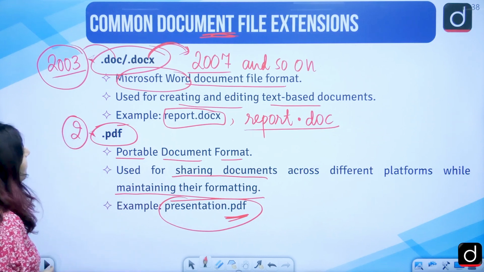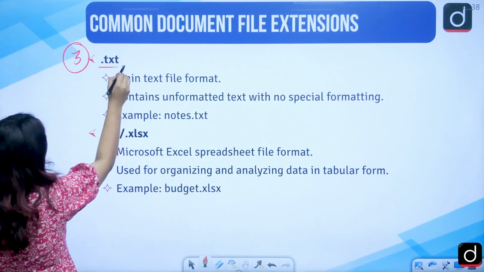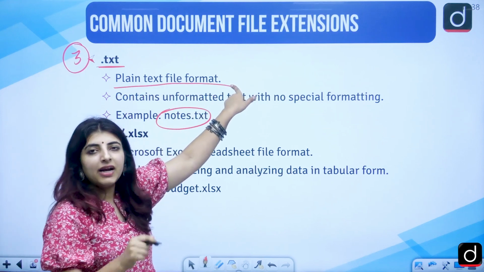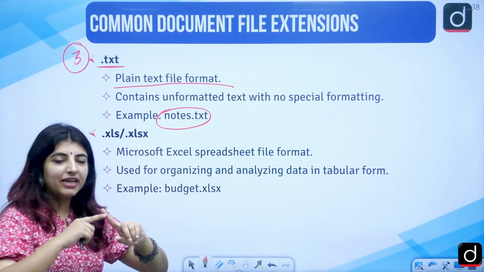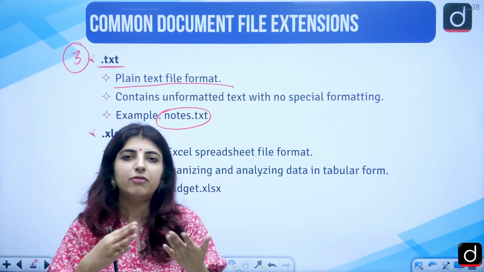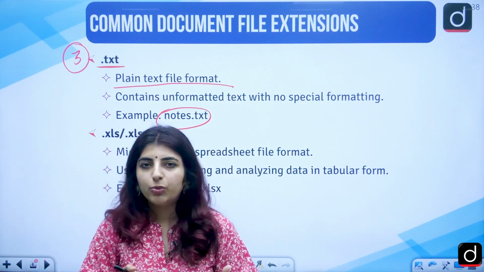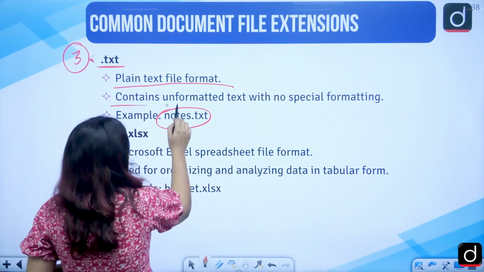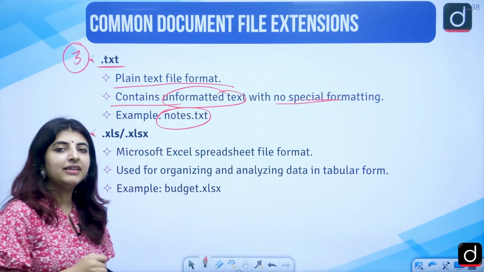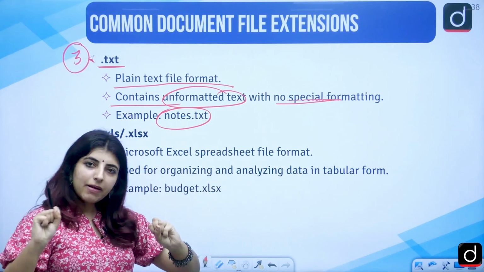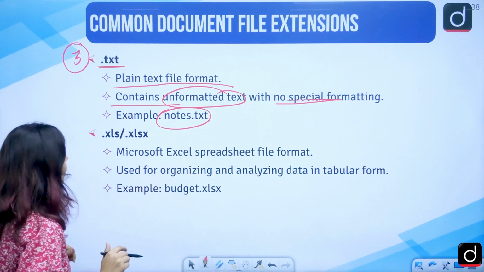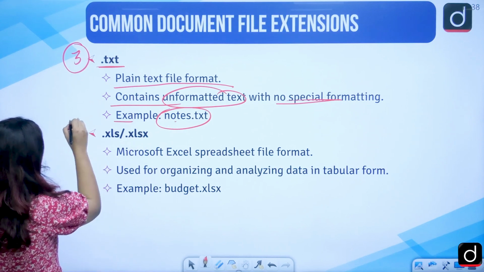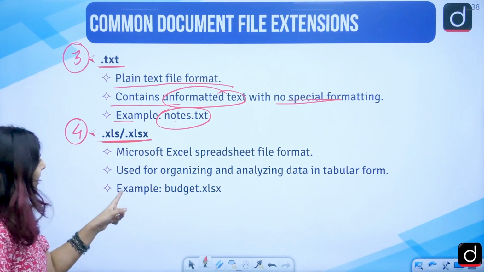So this very particular thing here is the file extension that we are dealing with. Then we have the third one, that is .txt. The example, notes.txt, correct? Plain text file format with no formatting. We have done formatting in Microsoft documents, but the formatting can shift a little bit. In PDF, it will not shift. Here, the formatting is not properly done, just the text is there, correct? It contains unformatted text with no special formatting, like putting in a heading or a subheading. No such formatting is there in a text file, correct? Example is notes.txt, correct?